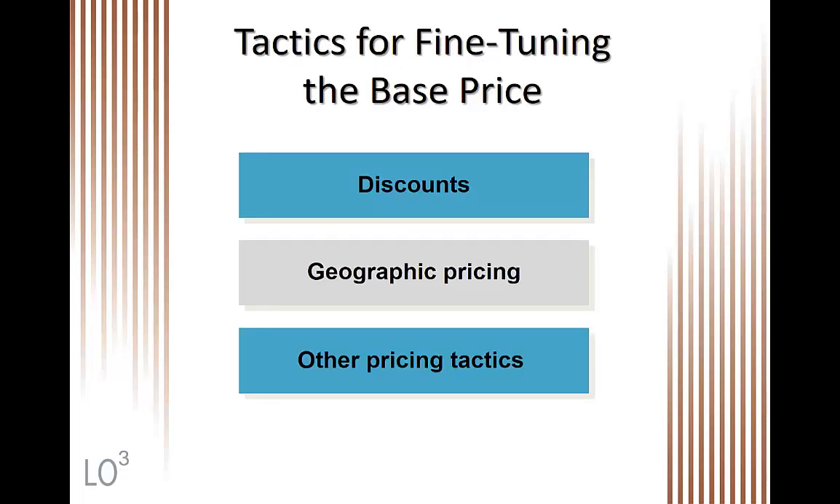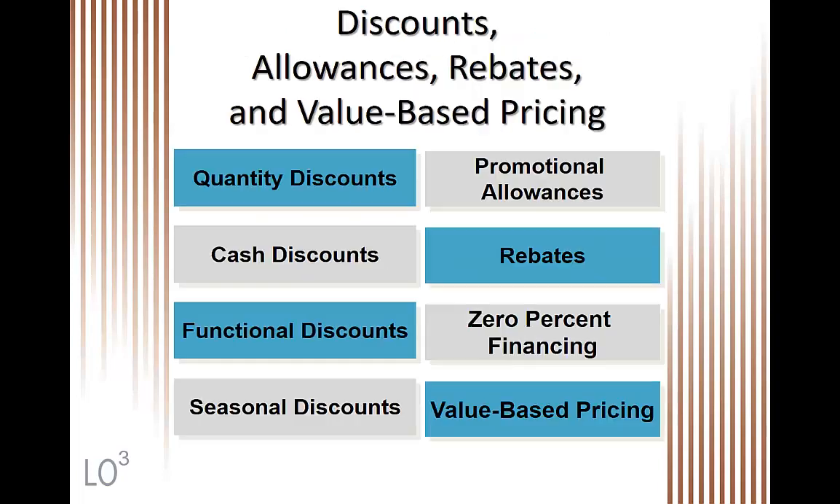The base price is the general price level at which the company expects to sell a good or service. The general price level is correlated with the pricing policy: above the market, at the market, or below the market average. The final step is to fine-tune the base price. Fine-tuning techniques include discounts, geographic pricing, and other pricing tactics. A base price can be lowered through the use of discounts and the related tactics of allowances, rebates, low or 0% financing, and value-based pricing.